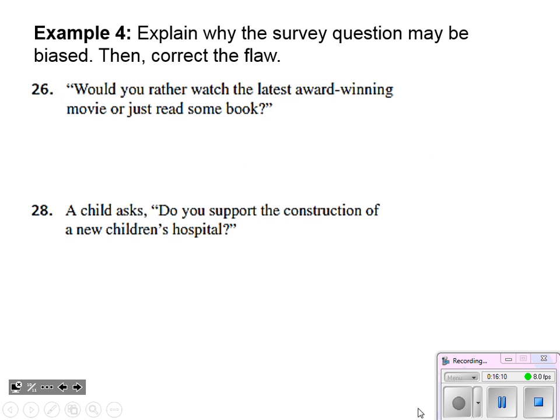Okay, now we're going to look at the questions that may lead to biases. Look at number 26. Question is proposed, would you rather watch the latest award-winning movie or just read some book? So if you imagine this was in a survey that you're handing out, when you read that question, you see words like the latest award-winning movie and some book. They're clearly trying to encourage you to favor the movie. So this is causing some serious bias.